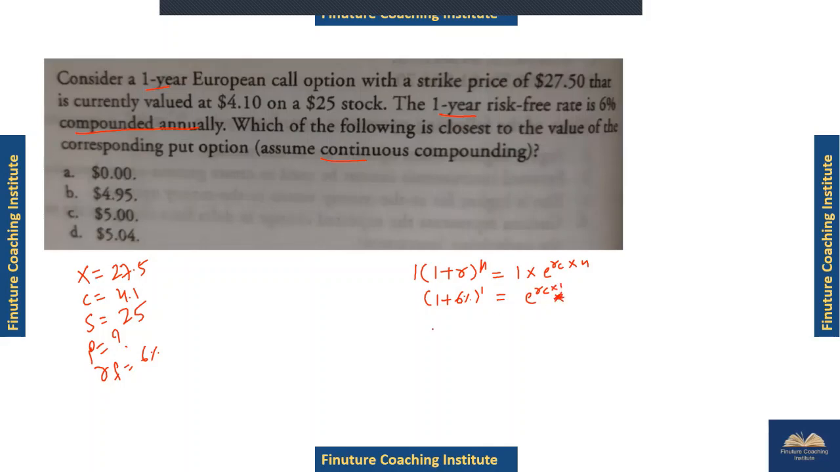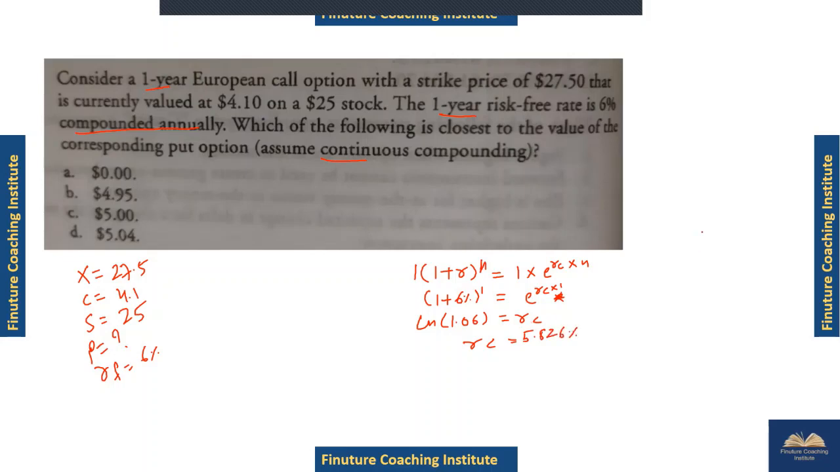So if I have to calculate this RC, I have to take a log on both sides. So ln of 1.06 equals RC, because this power will become a multiplier if I apply log. So RC is equal to this, and it will come around 5.826%. So this is your R.